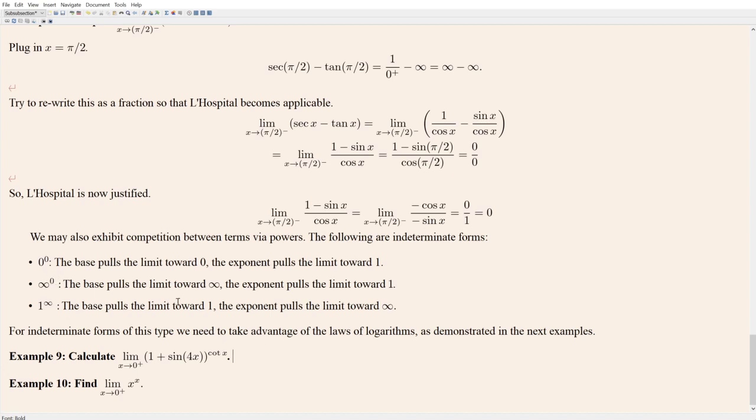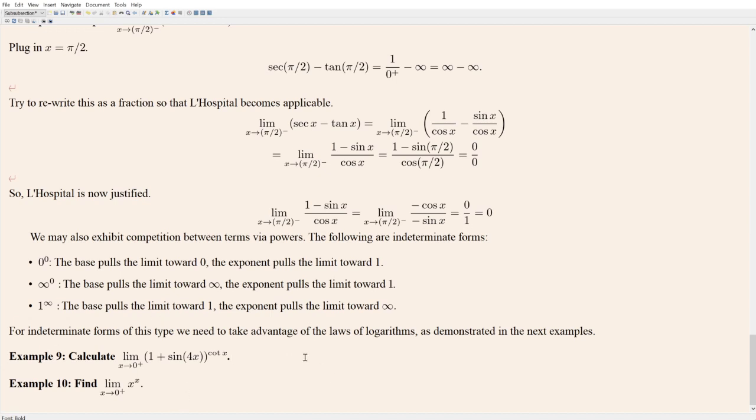Infinity to the 0 is indeterminate. The base pulls it to infinity. The exponent pulls it to 1. 1 to infinity is also indeterminate. The base pulls it to 1, because 1 to any power is 1, but the infinity tries to pull it to infinity.